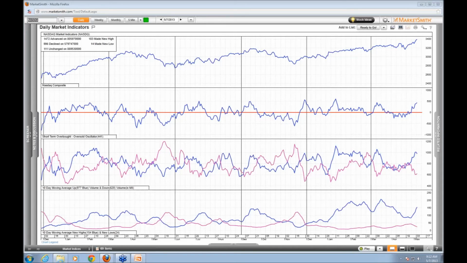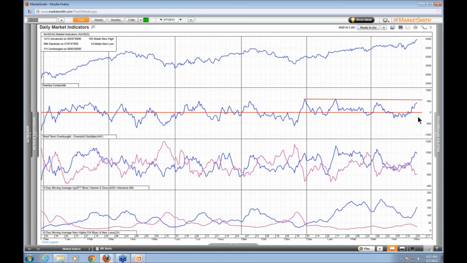This short-term overbought, oversold oscillator is really just a 10-day average of the number of stocks that are up in price minus the stocks that are down in price. So when you've got a few days in a row where a lot of stocks are up in price and there's not a whole lot of selling going on, you see this blue line start to creep up towards the highs here. And notice, when you've become extended over a certain period and you reach a certain level, there's a tendency to revert back to the mean, which is this red line here.